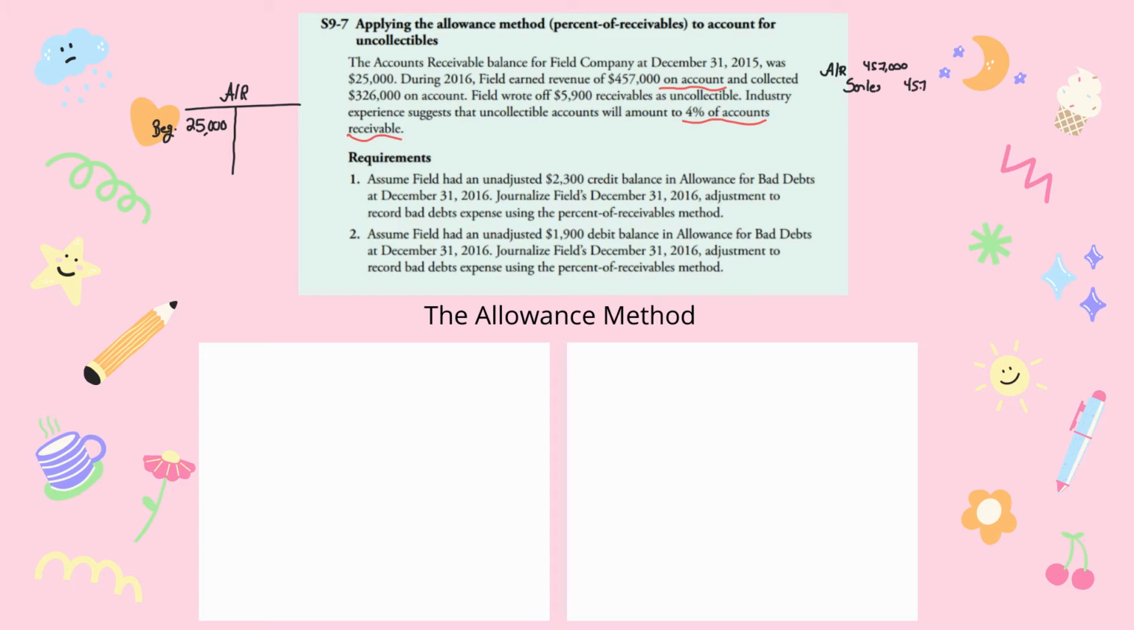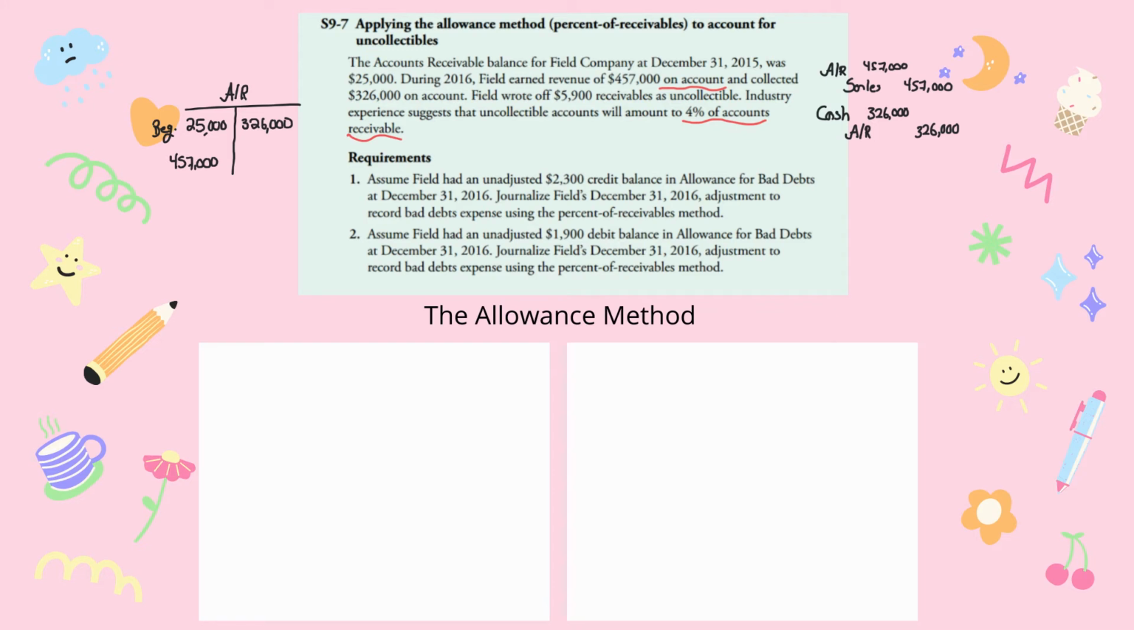The amount was 457. So accounts receivable has increased, so I'm gonna debit accounts receivable 457,000. Then collected 326 on account. Collected means cash will go up, accounts receivable will go down by 326,000. So on the credit side I have 326,000.